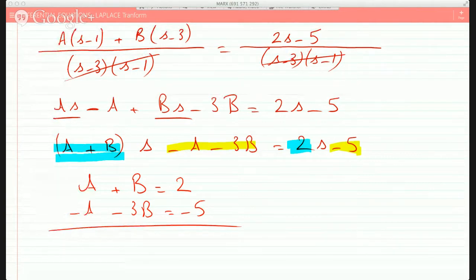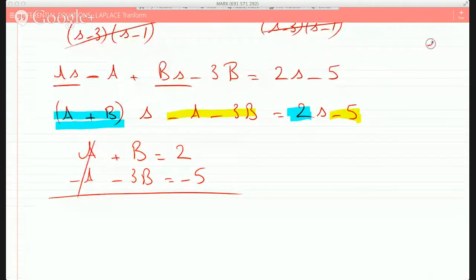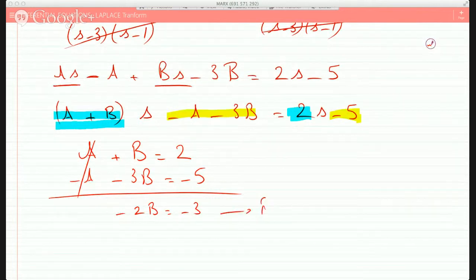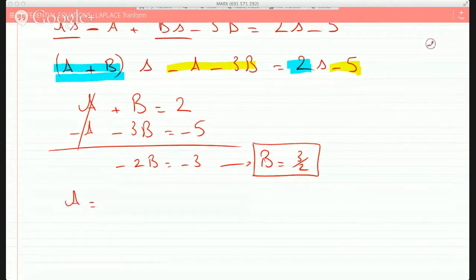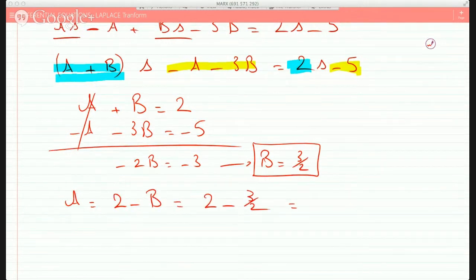And you could just add these two to solve for a and b. So if you add these two, the a's go away, and you get minus 2b equals minus 3. Since 2 minus 5 is minus 3, that makes b equals 3/2. Plug it back in the first equation. So then we get a equals 2 minus b. So that's 2 minus 3/2, which is 4/2 minus 3/2, 1/2. So a is 1/2.